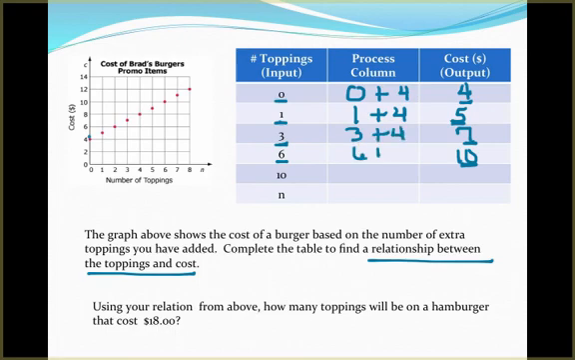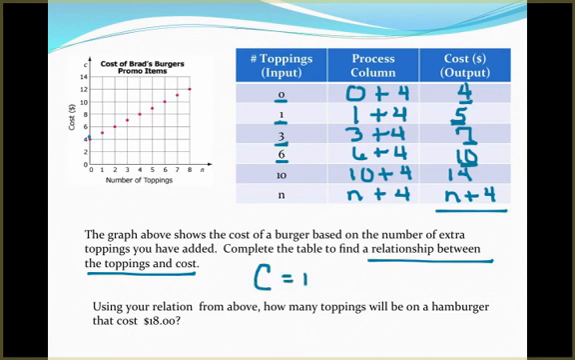So we now know, if that's my formula, that if there are 10 toppings, add $4, we get that the total cost will be $14. So if there are n toppings, n plus 4 would be just n plus 4. That doesn't simplify. That would be my formula to find the cost. So now we have found our relationship. Let's write that now in an equation. Our cost is equal to the number of toppings plus 4.